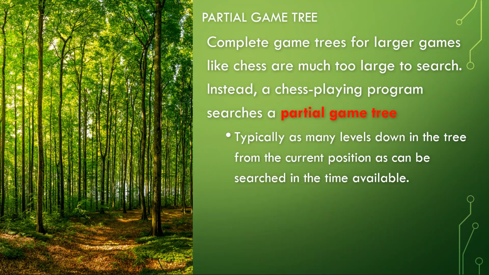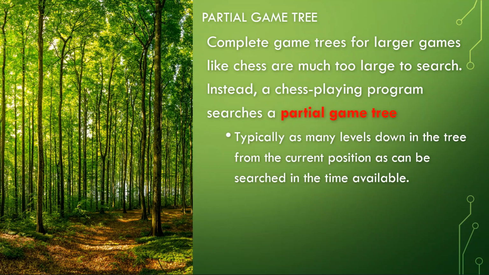So, partial game trees. Complete game trees for larger games like chess are much too large to search. Instead, a chess playing program searches a partial game tree. So you don't go down as far. As you saw from the other example, they only went to a certain depth. This is basically trying to go down as many levels in the tree for the current position as can be searched in the time available.